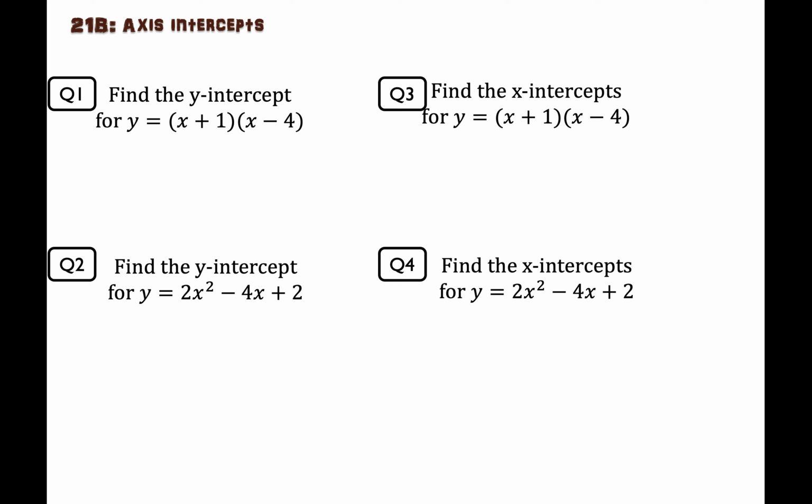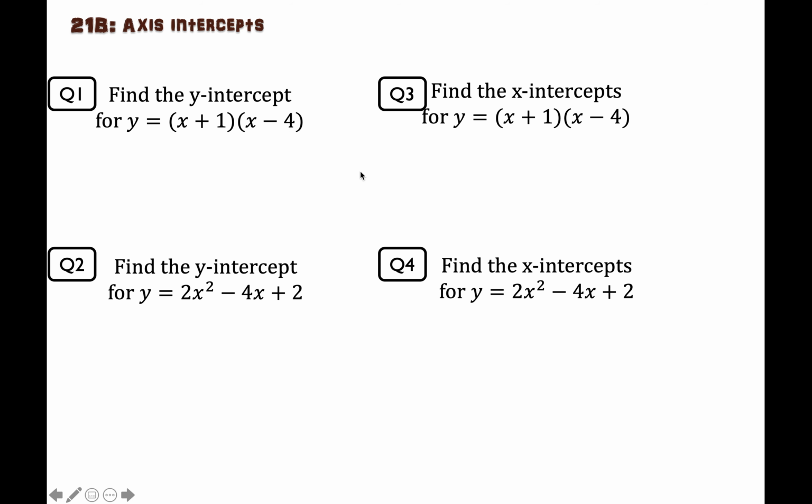I keep talking sometimes about quadratics and sometimes about parabolas, which is the shape. Sometimes it's easier to understand it if you look at the graph, if you look at the shape of a parabola. And that's an easier way to understand the question. This question says find the y-intercept for y equals x plus 1 times x minus 4. To visualize this, let's graph it.